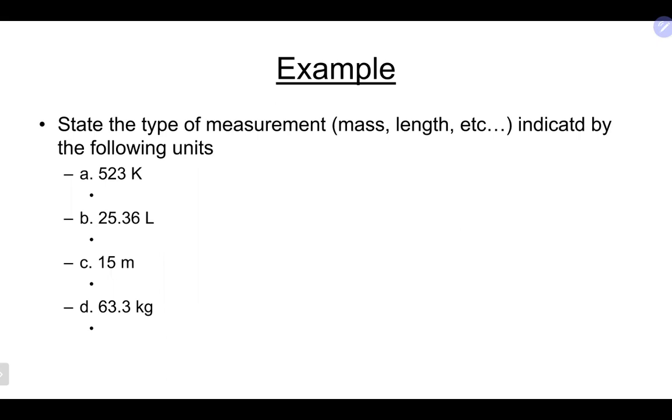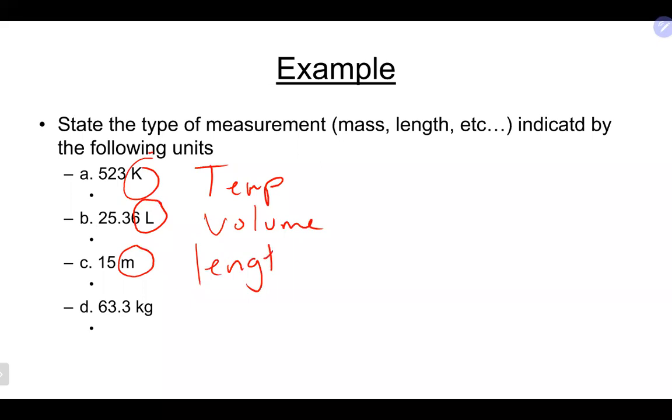So for example, here, if we look at the unit, we have Kelvin. That obviously is a temperature. We have liters, which is a unit of volume. We have meters, which is a unit of length. And lastly, we have kilograms, which is a unit of mass. So it's really important to understand those things.